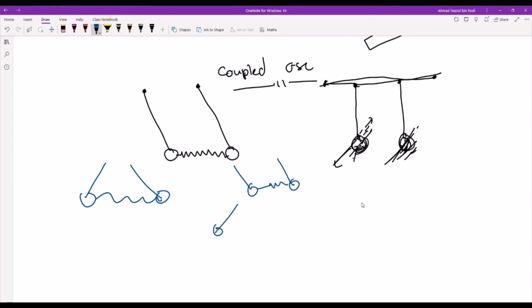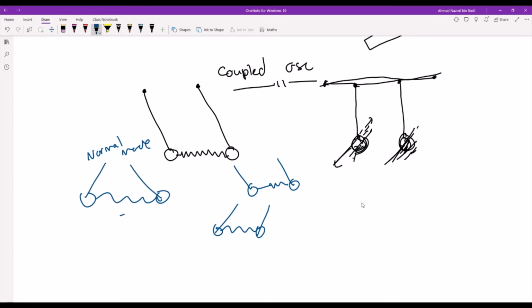Dia akan bergerak macam ni. So what will happen? Spring tadi tak akan effect, so sebab tu frekuensi dia panggil lower normal mode. Okay, ni higher normal mode. Okay, dia panggil sebagai normal mode. Alright, so this is with higher normal mode.